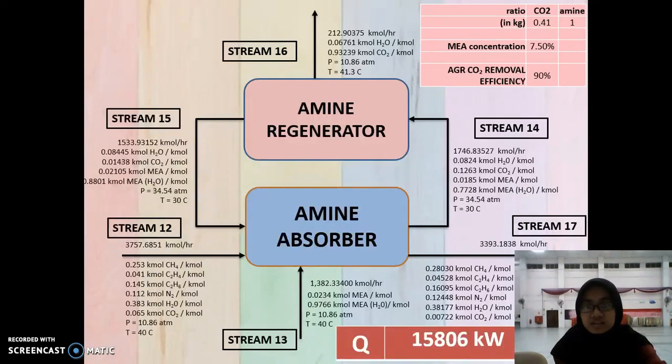Next is carbon dioxide removal. For the amine absorber, the inlet pressure is 10.86 atm, and the inlet temperature is 40 Celsius.